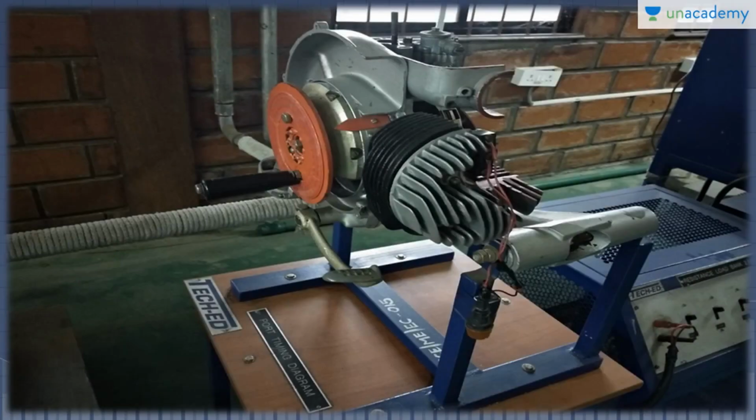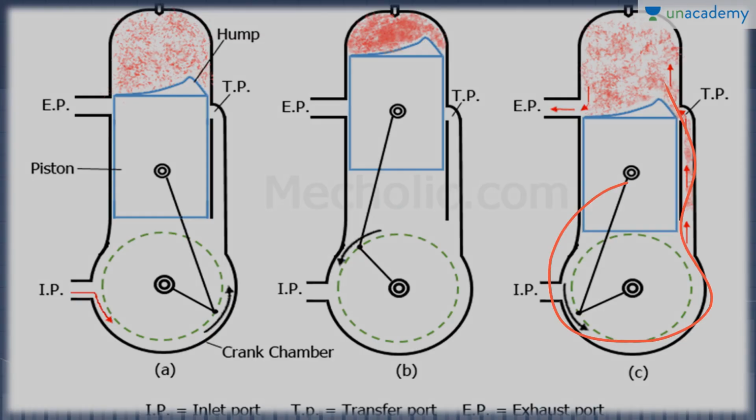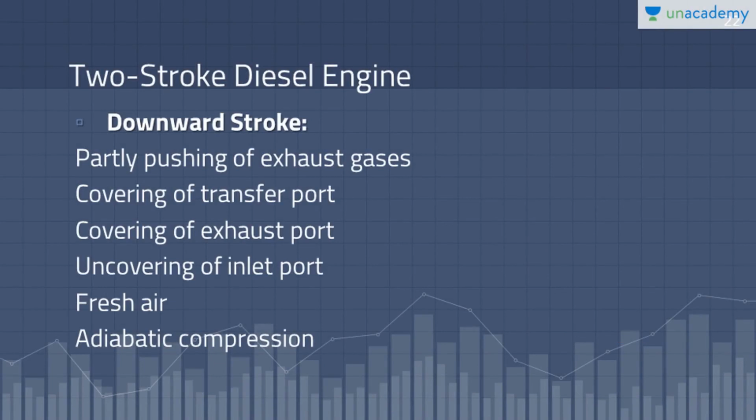So you can see here, this is a 2-stroke diesel engine. So this is how the whole thing happens. You can see here the ignition spark actually moves up, fills the spark, comes down, and the spark fills the whole cylinder. Now let's go to the downward stroke of the two-stroke diesel engine.